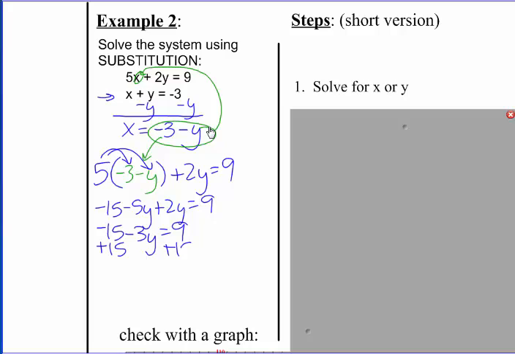Plus 15. So negative 3y equals 24. Divide by negative 3. y is equal to -8. So you found the y value.